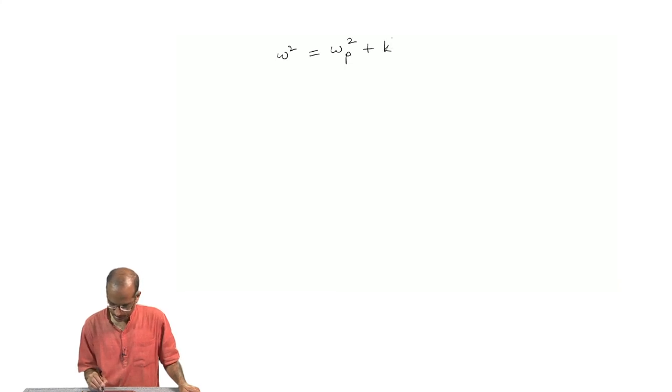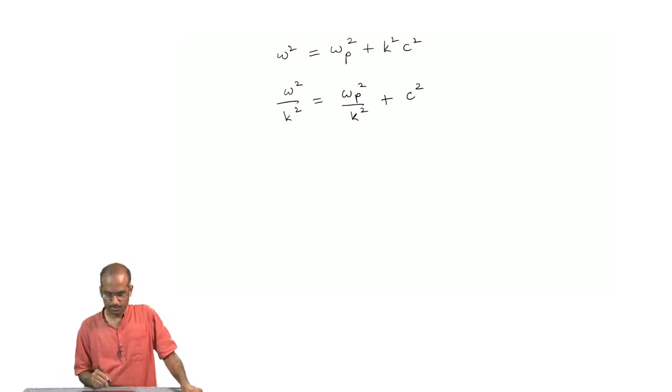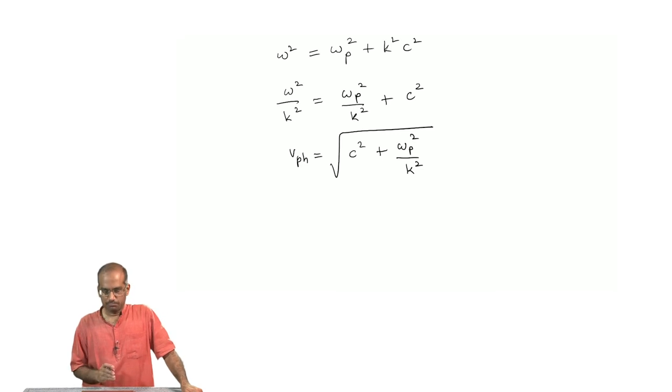Let me go back to my dispersion relation, which is omega square equals omega p square plus k square c square, divided by k square throughout. So, I will have omega square by k square equal to omega p square by k square plus c square. Here I have an expression for omega by k, which is the phase velocity. So, my phase velocity is equal to square root of c square plus omega p square by k square. Whatever be the values of omega p square and k square, they are all positive numbers. Whatever be that, the phase velocity is greater than c, greater than the velocity of light.